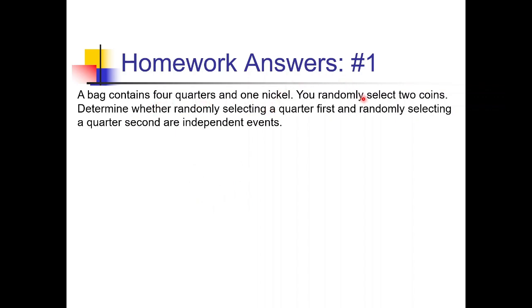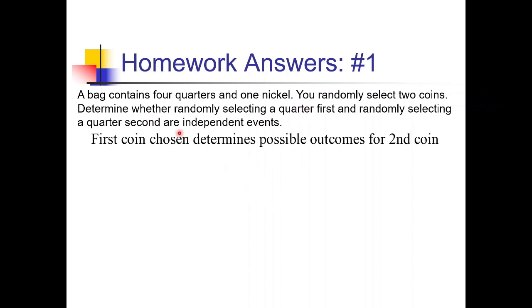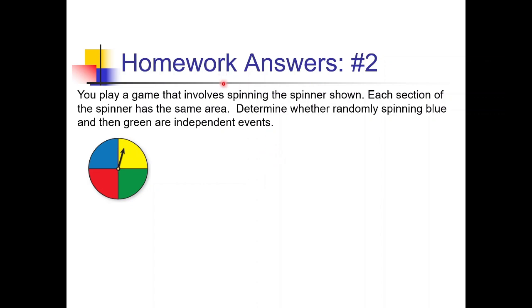So here we have a bag with 4 quarters and a nickel. You randomly pick 2 coins. Determine whether selecting a quarter first and randomly selecting a quarter second are independent events. They didn't say that we put the money back, so presumably we're pocketing the money after we get it. So whatever you get that first time is going to affect what you have to choose from the second time around. Since the first chosen coin changes your possible outcomes for the second coin, we would say these are dependent events.